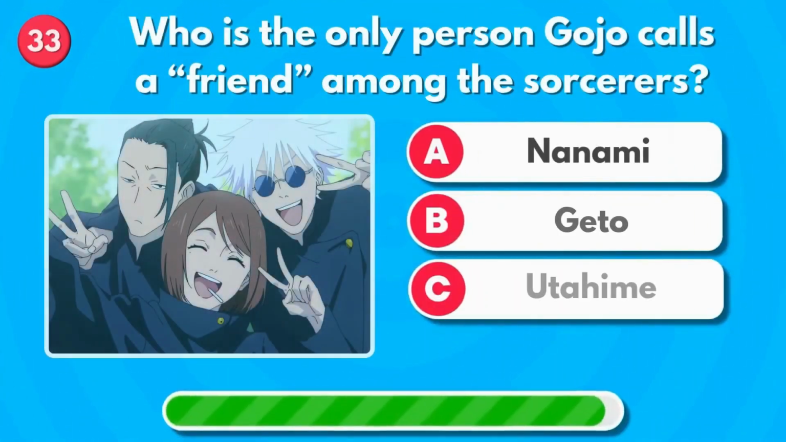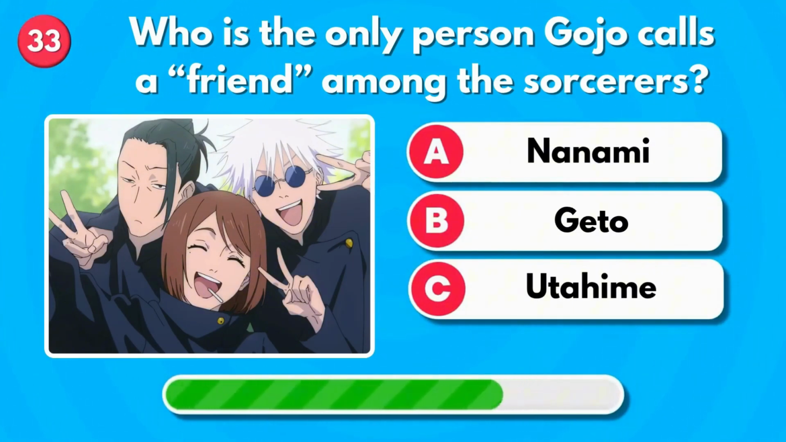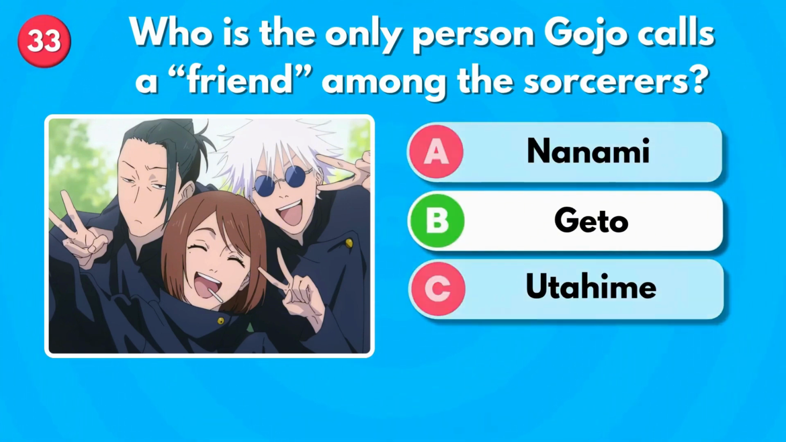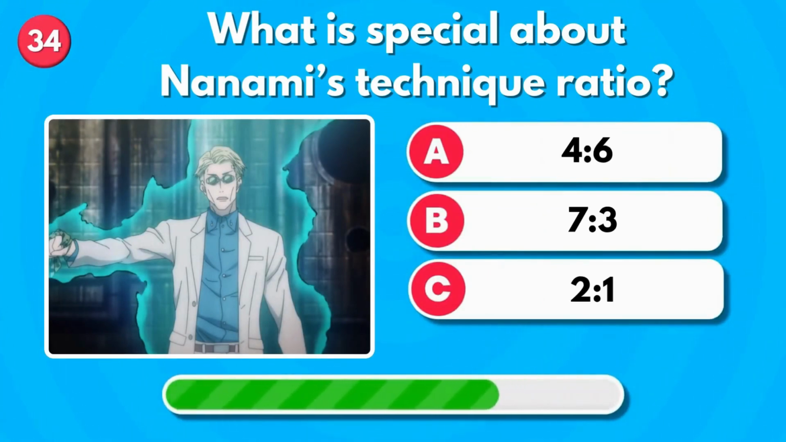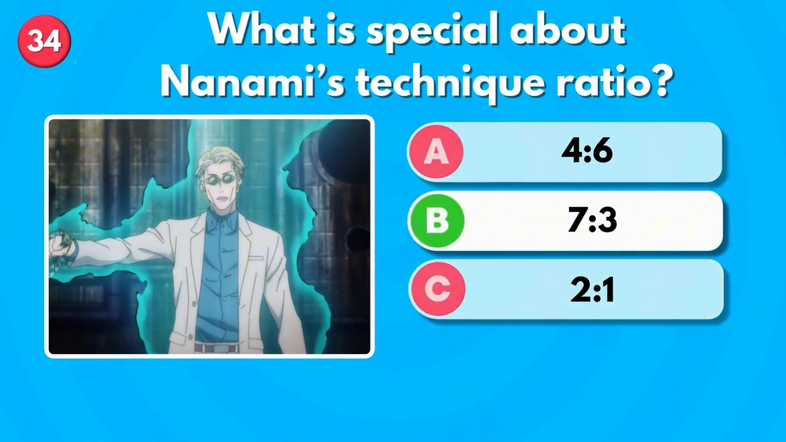Who is the only person Gojo calls a friend among the sorcerers? Geto. What is special about Nanami's technique ratio? Seven to 3.